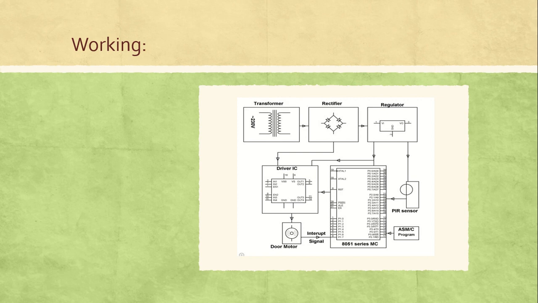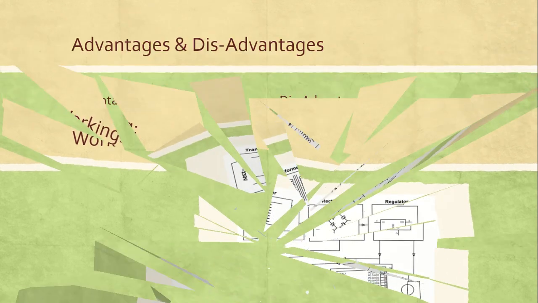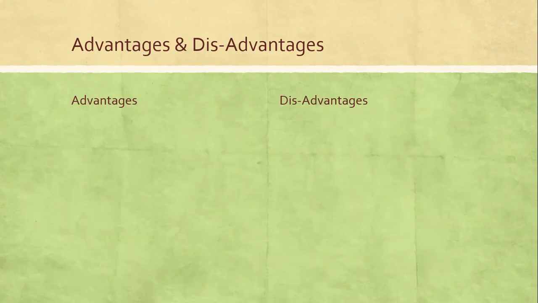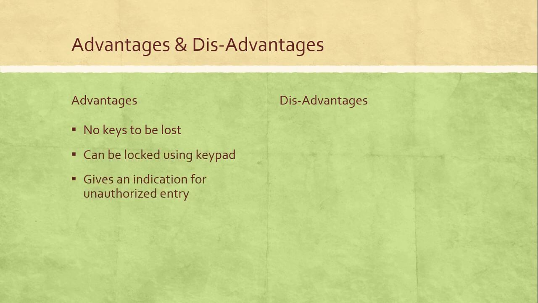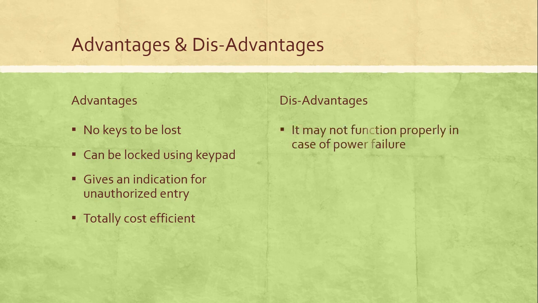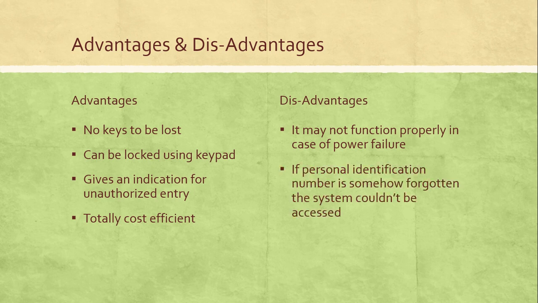Then we will see the advantages and disadvantages. Advantages of this system are no keys to be lost, and it can be locked using a keypad. It gives an indication for unauthorized entry and it is totally cost efficient. Disadvantages are it may not function properly in case of power failure, and second, if the personal identification number is somehow forgotten, the system can't be accessed.